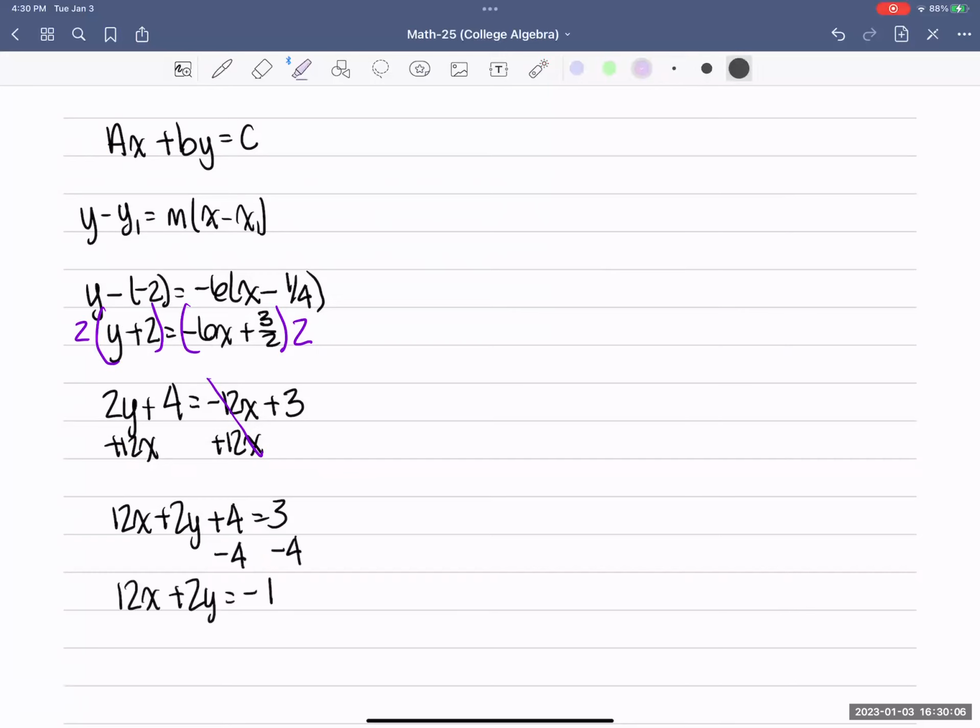And that's it. That is the equation of our line in standard form.